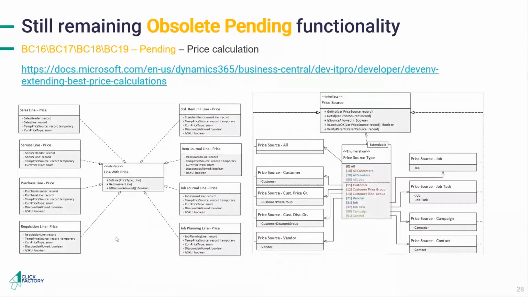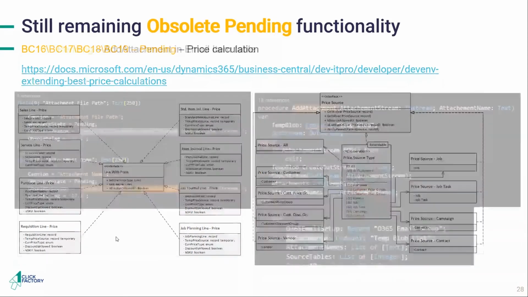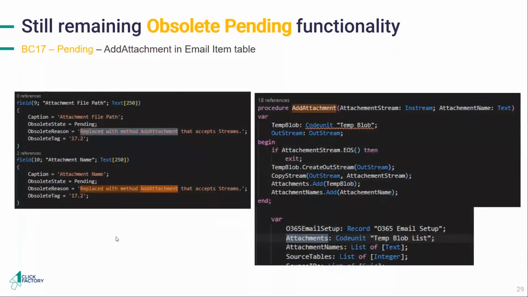If you want to read about it, there are 5 interfaces created, and it is a bit generalized. There is a link which I will send you after the webinar, and you can read about it. Then add attachment, introduced as pending in the Business Central 17 hotfix, so it's still pending currently.